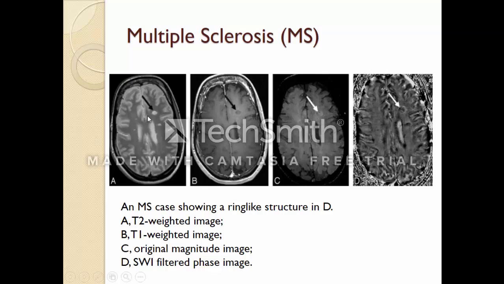So in the T2 weighted image and also the T1 weighted image, and also the original magnitude image, we can see this MS case. But here, due to the iron deposition, we can see a ring-like structure around some MS lesions. And iron appears in a ring structure with a smaller amount of iron scattered inside the lesion. So it is darker and scattered.